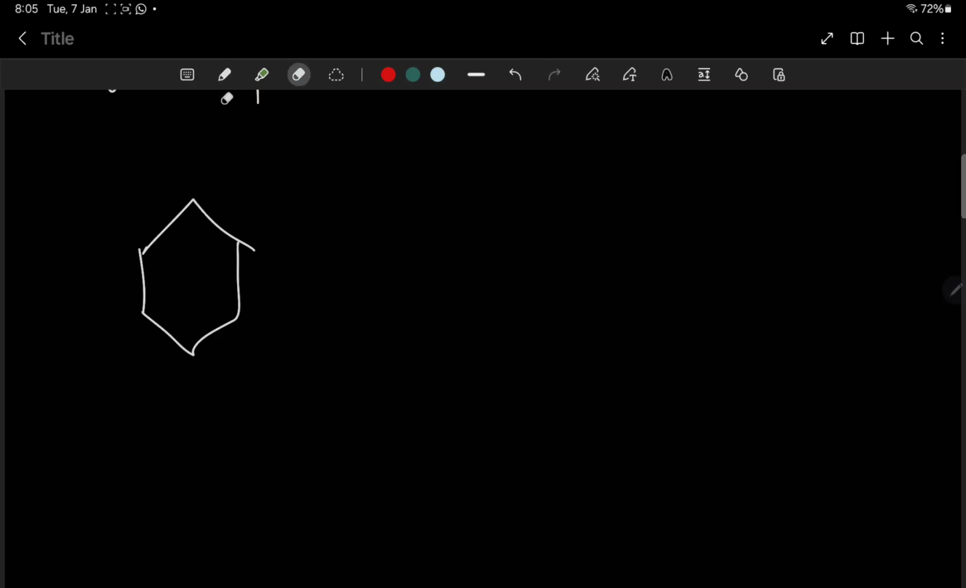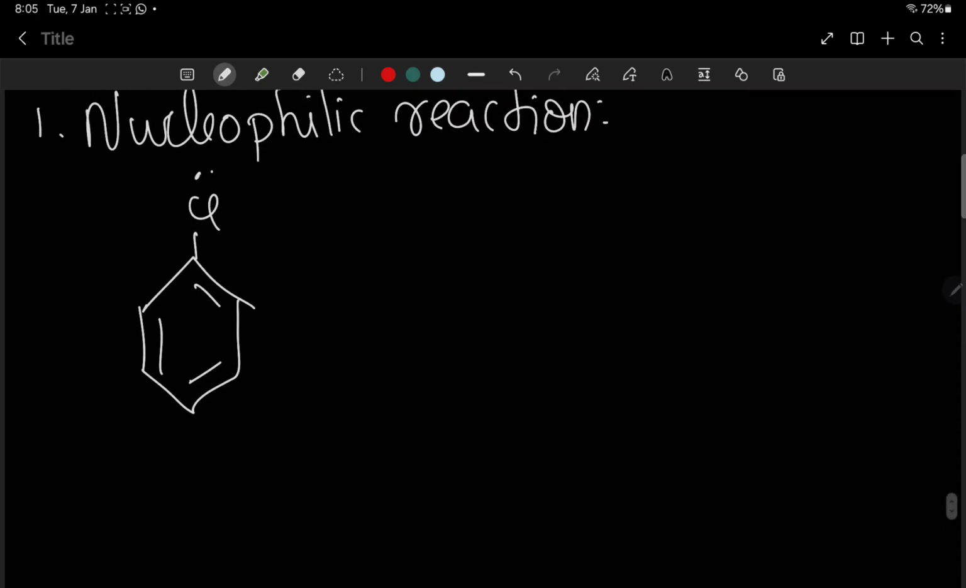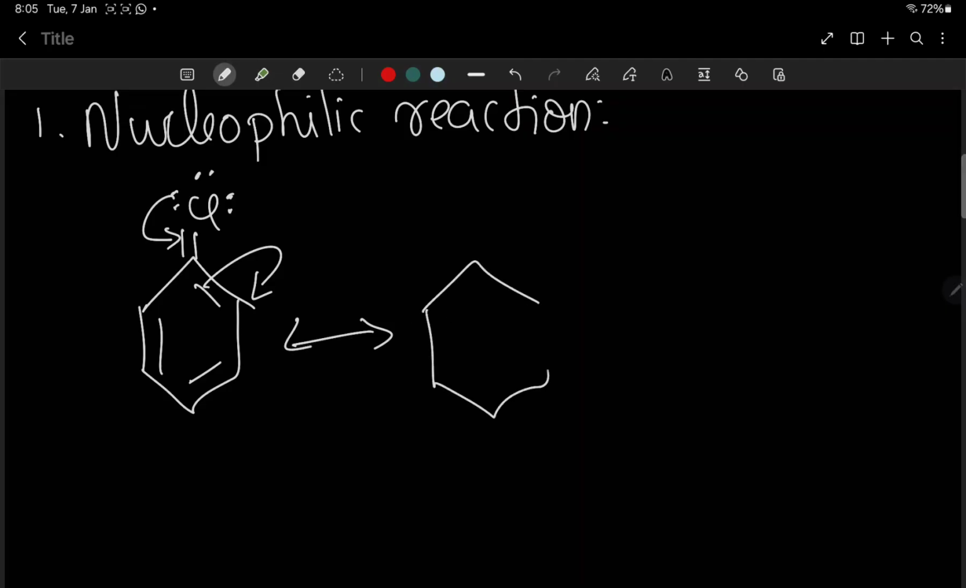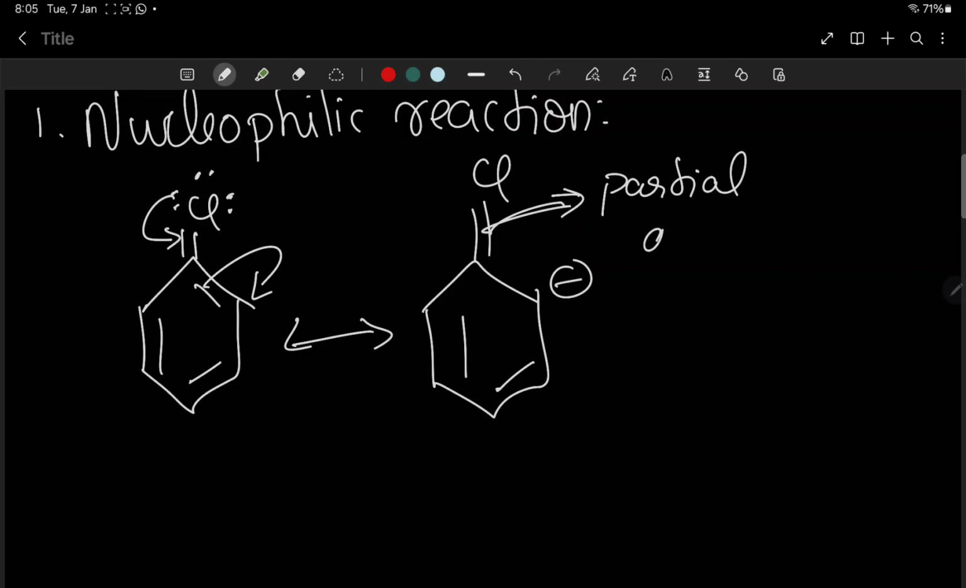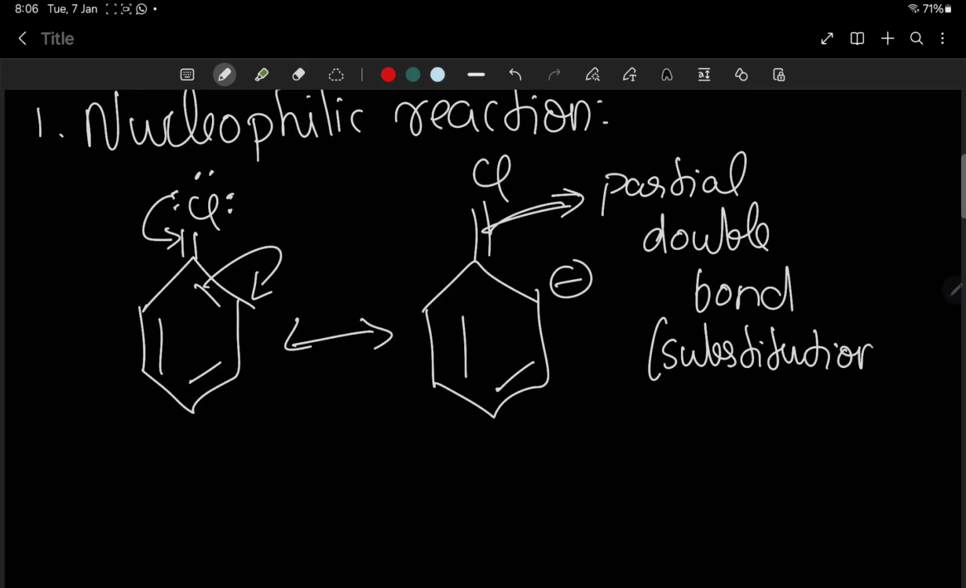Once again, we will draw that resonance structure because that is important for the board exam also. This is the structure with Cl. Cl has its lone pairs, 3 lone pairs. One lone pair falls here and this goes here. So we get a partial double bond character for this bond. The normal resonance structure is in the textbook or you can draw it yourself. Here there is a partial double bond character, right? So when there is partial double bond character, the bond is stronger, and hence substitution is difficult.